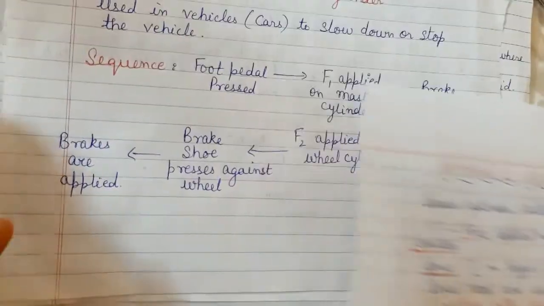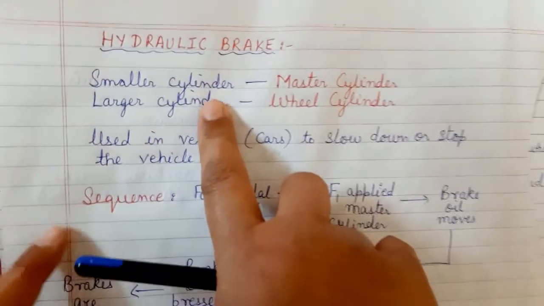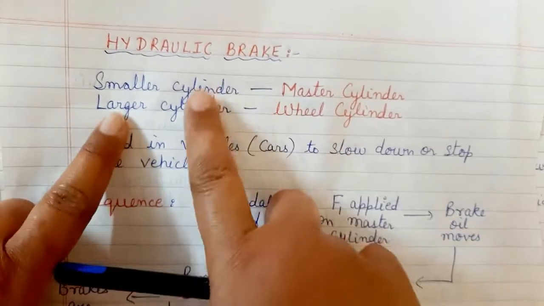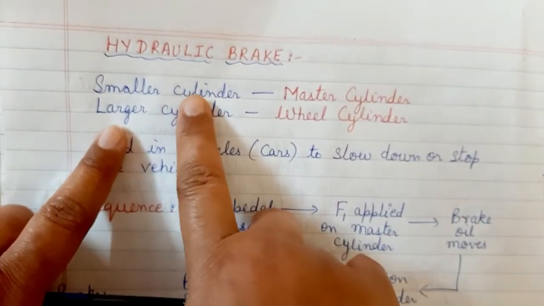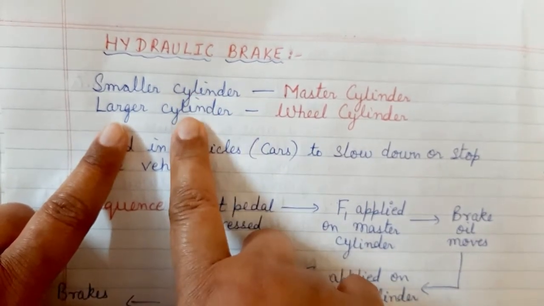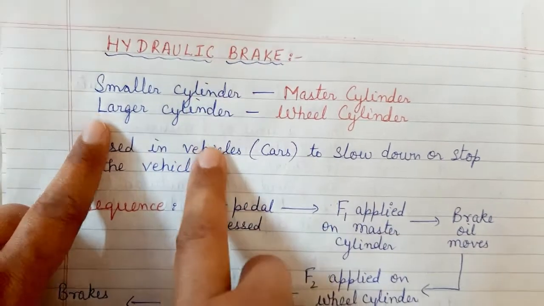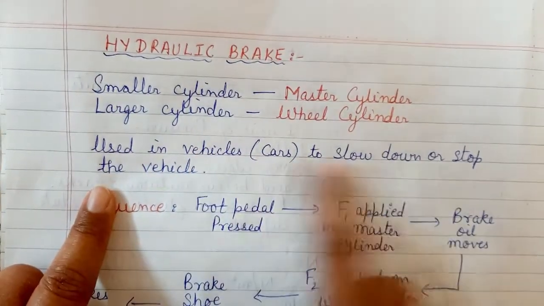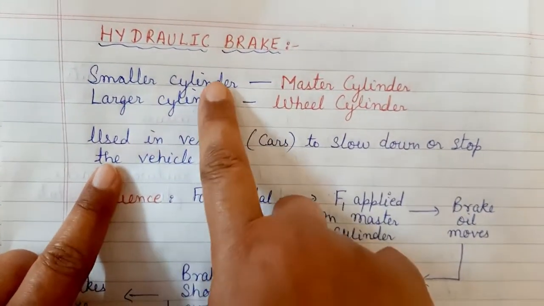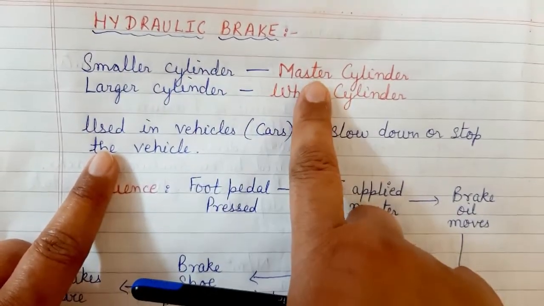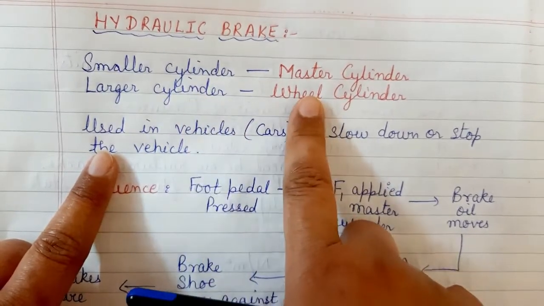Now we go to the third and the last type of hydraulic machine, which is called a hydraulic brake. Now in case of a hydraulic brake, again there are two cylinders. One is a smaller cylinder, another is a larger cylinder. This hydraulic brake is basically used in vehicles like cars to slow down or stop the vehicle. The smaller one is called the master cylinder and the larger cylinder is called a wheel cylinder.